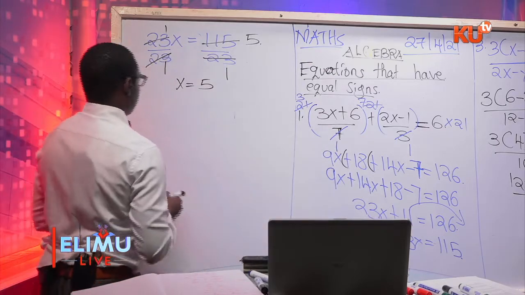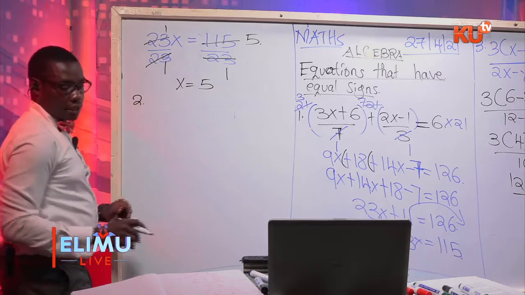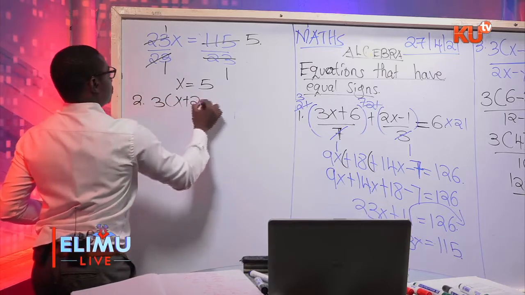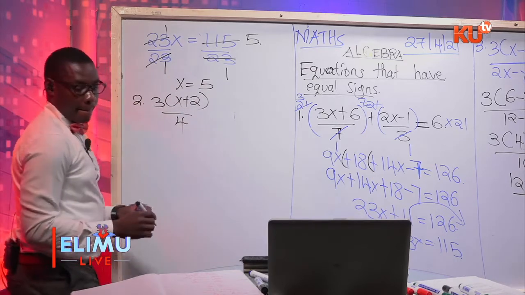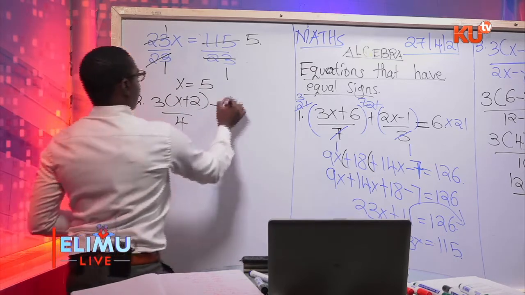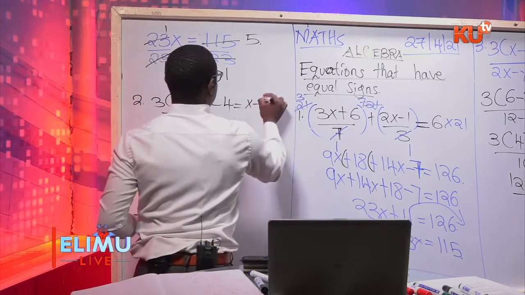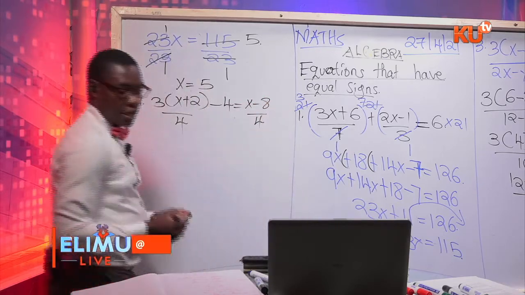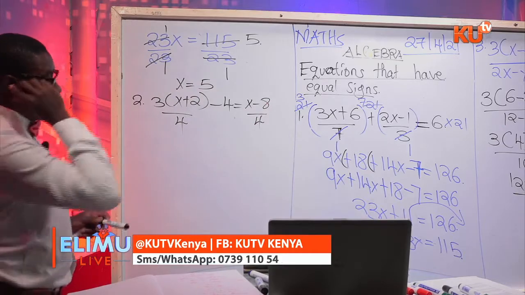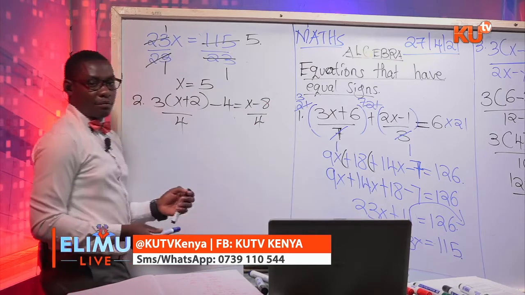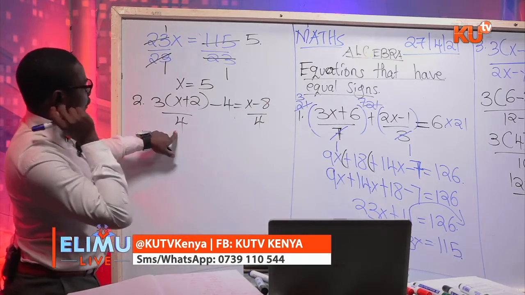We have another example that looks the same as that. Example number 2: we have 3 into (x plus 2) over 4 minus 4 into (x minus 8) over 4. This calculation is also the same. We multiply both sides by the LCM. So we have the LCM here as 4.